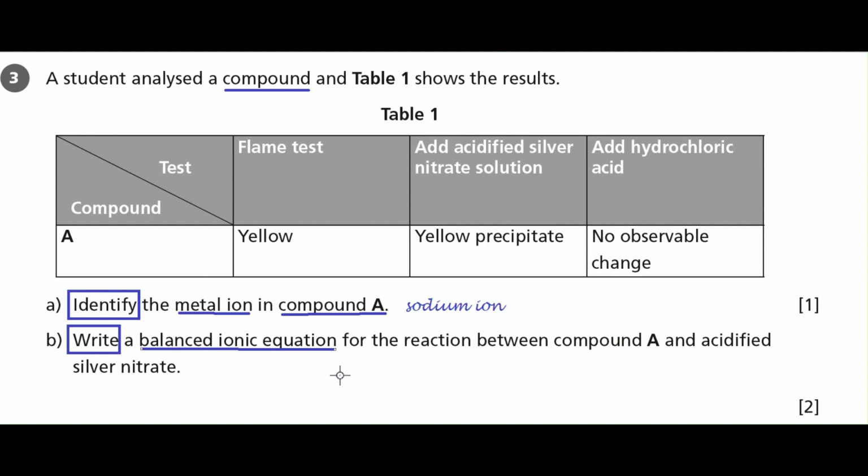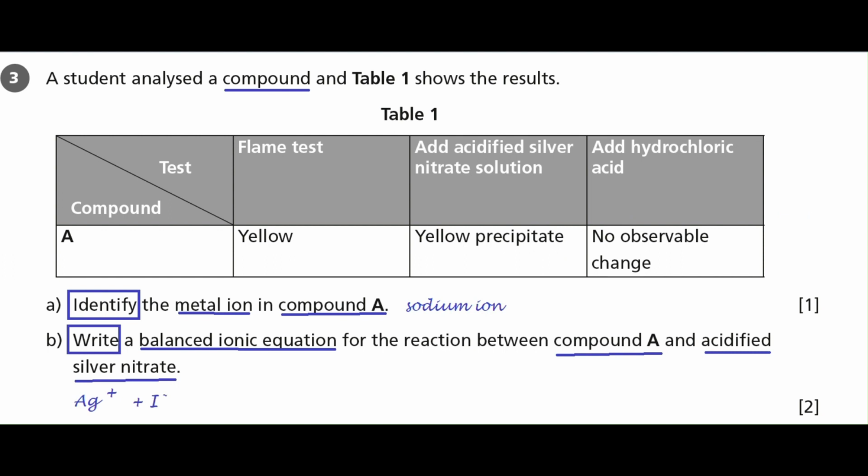And we want a balanced ionic equation for the reaction between compound A and acidified silver nitrate. So thinking about the silver nitrate, which ion is the ion doing the chemical reaction? That will be the silver. And remember, the test using acidified silver nitrate solution is testing for halides. So the silver ion must be reacting with a halide, but which one? The clue here is the fact that a yellow precipitate is being made. This tells me that it must be reacting with iodide.